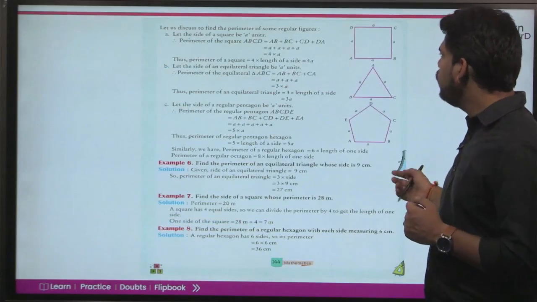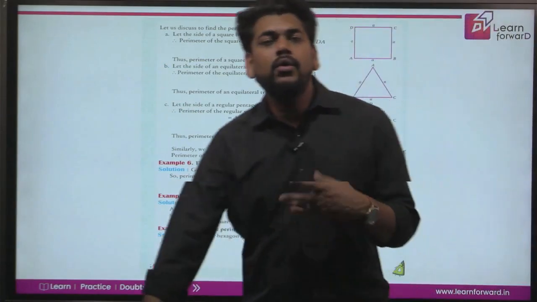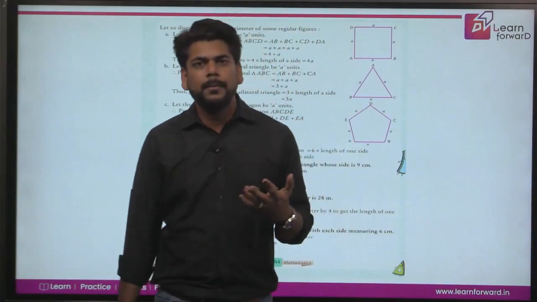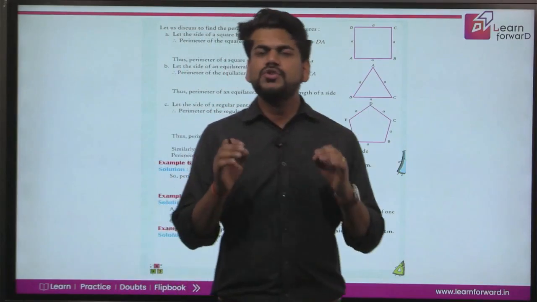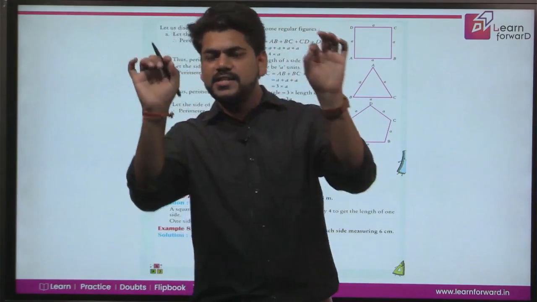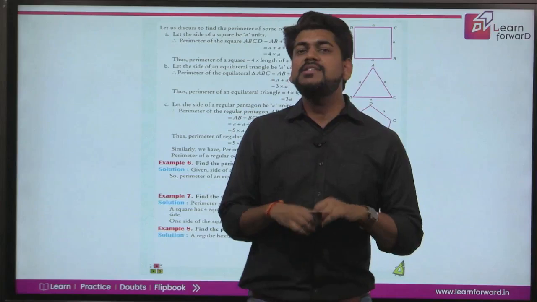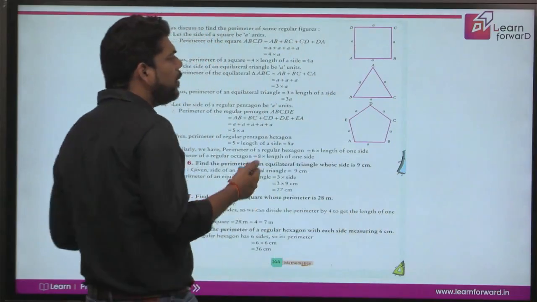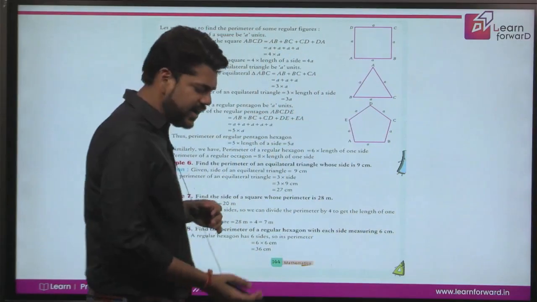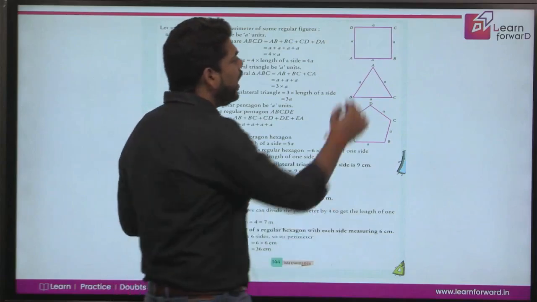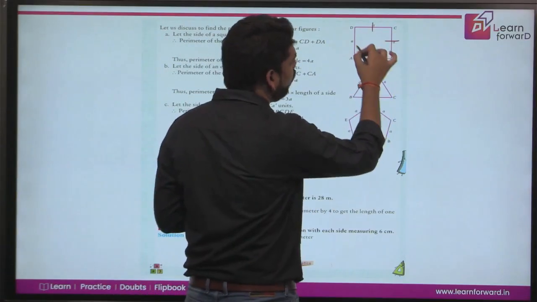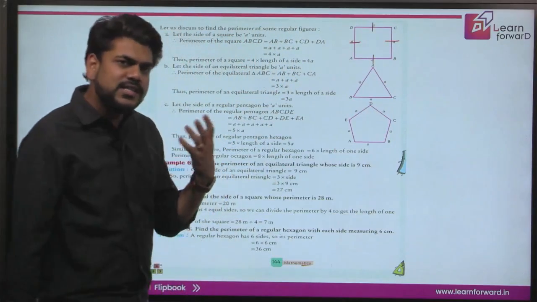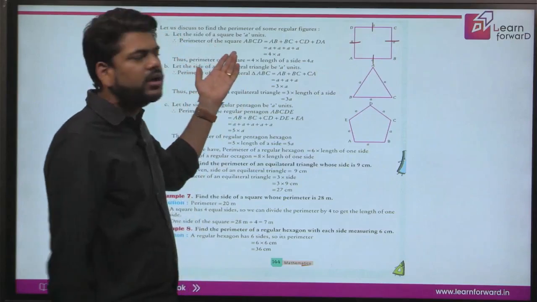Perimeter of a regular shape. Now regular shape. What do you mean by regular shape? Any shape which is drawn with the help of line segments and all the lines are equal. If we talk about the square shape, how many sides does the square have? 4. And all 4 sides are equal. So when all the sides are equal, we call it a regular shape.